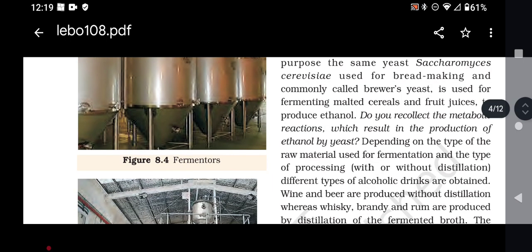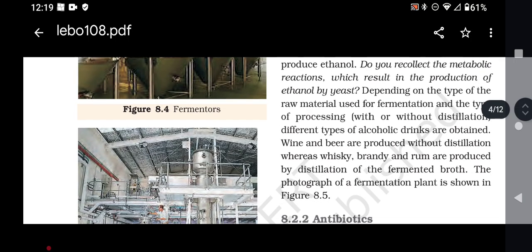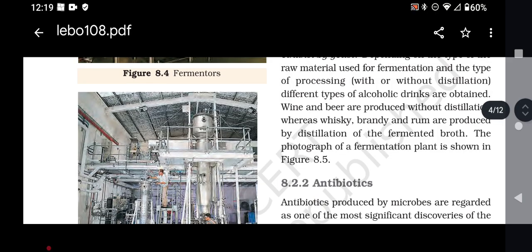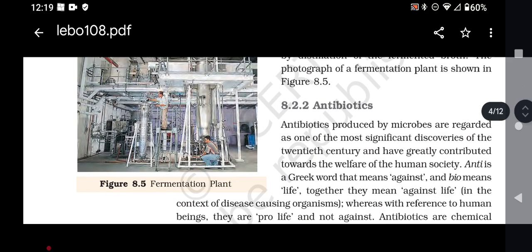Depending on the type of the raw material used for fermentation and the type of processing, with or without distillation, different types of alcoholic drinks are obtained. Wine and beer are produced without distillation, whereas whiskey, brandy, and rum are produced by distillation of the fermented broth. The photograph of a fermentation plant is shown in figure 8.5.